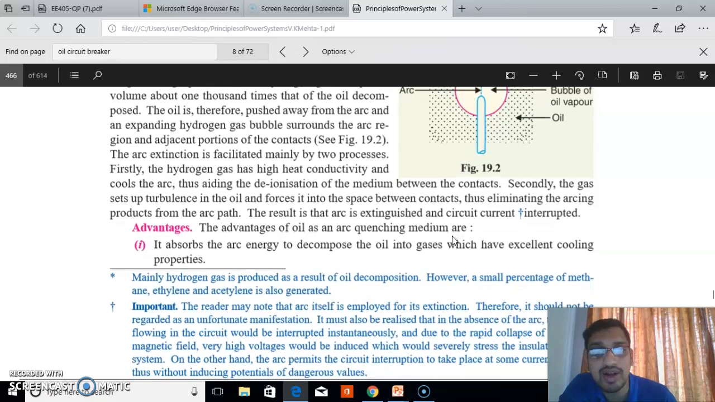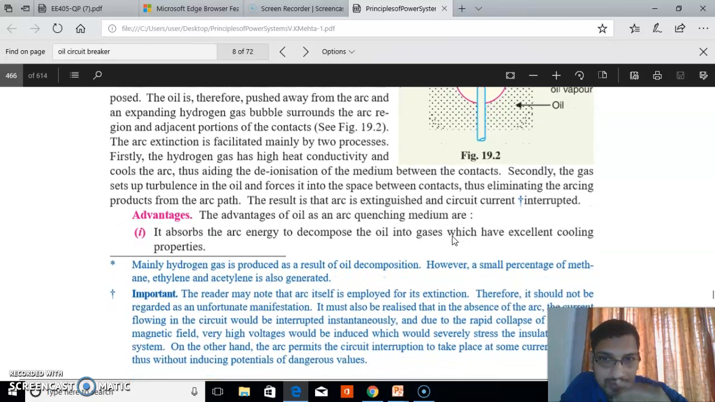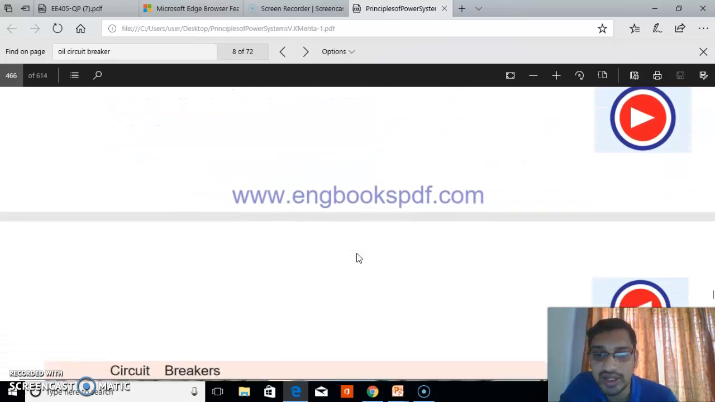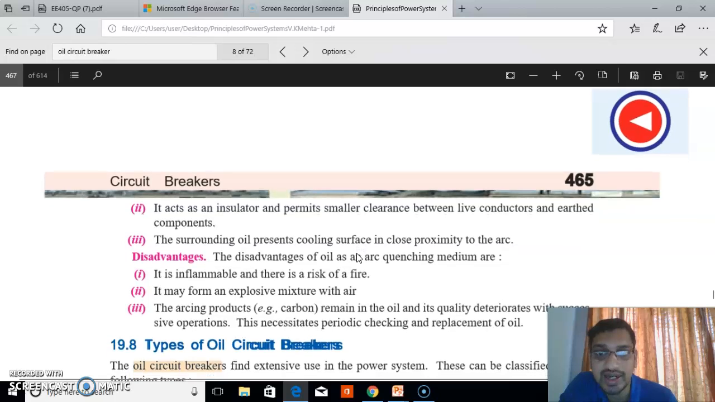Before that, the advantages of the oil circuit breaker. Oil absorbs the arc energy because oil has excellent cooling properties. That is the first advantage. The second advantage is that oil acts as a good insulator.